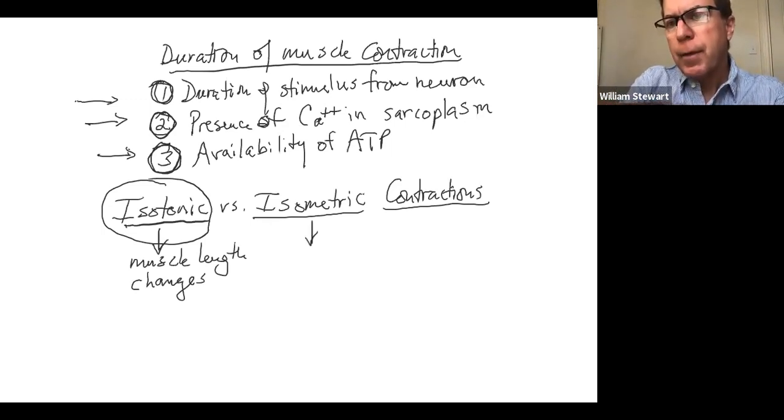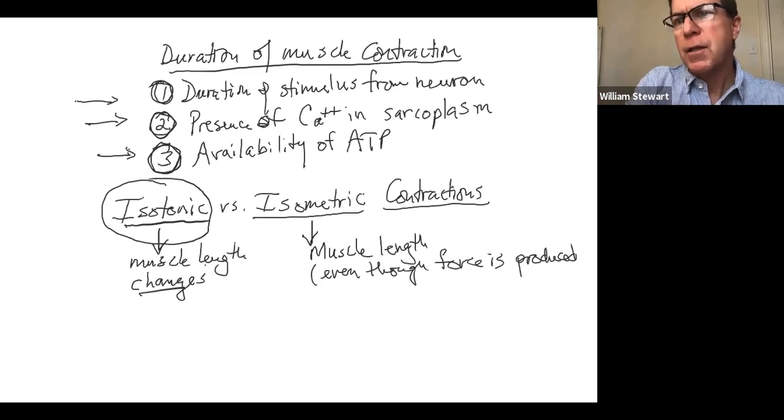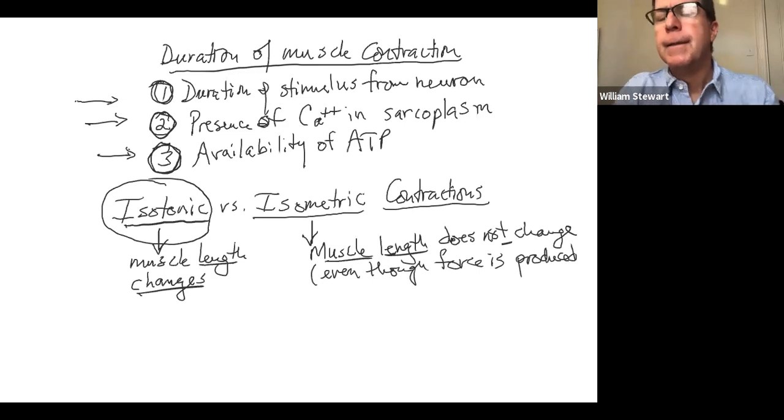Isometric, the muscle length does not change even though force is produced. So there is no change in muscle length. I'm going to write even though force is produced. So this is length changes, muscle length, I forgot to write does not change. All right. That's the difference between these two words.